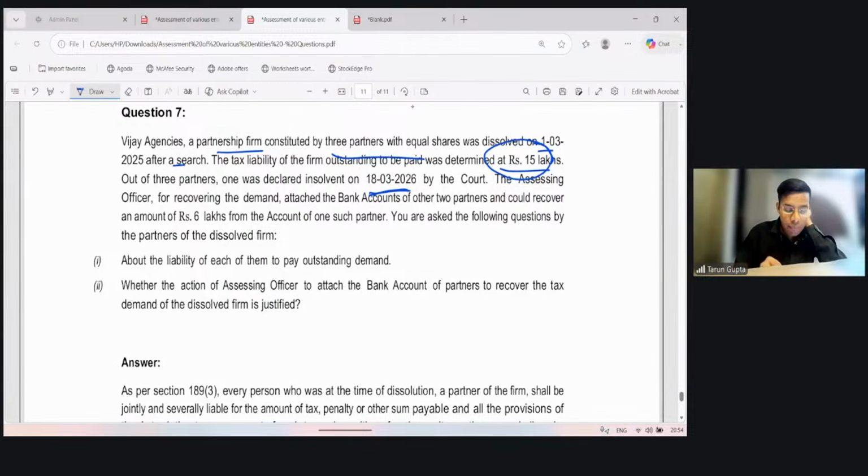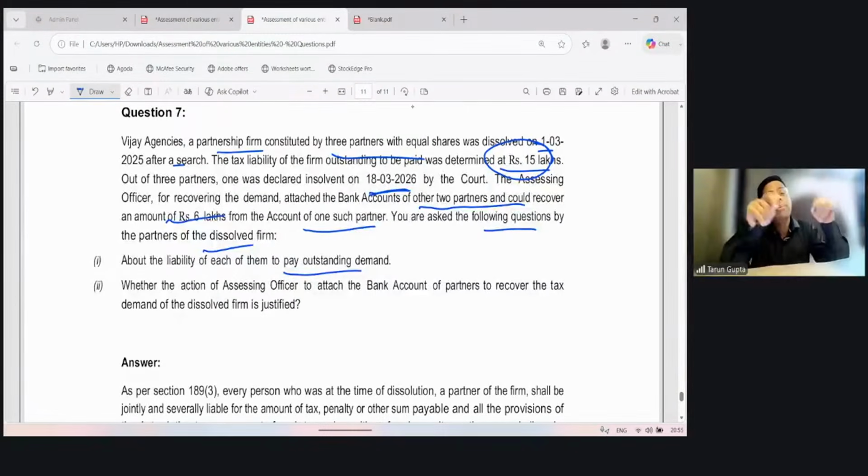The AO, for recovering the demand, attached the bank account of the other 2 partners and could recover an amount of 6 lakh from the account of one such partner. So the assessing officer attached the bank account of the other 2 solvent partners, and he could recover 6 lakh from the one partner. You are asked the following question by the partner of the dissolved firm about the liability of each of them to pay the outstanding amount.